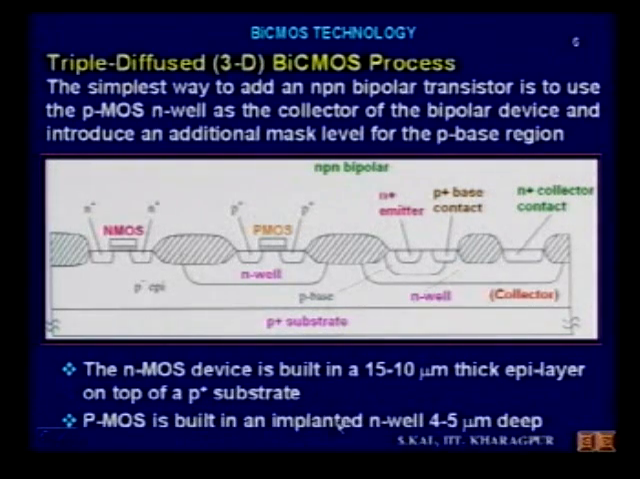CMOS is built in an implanted NOL, 4 to 5 micron deep. PMOS is made in this implanted NOL. So first we took a P plus substrate, then the P minus epi layer. So here the P minus on P+, this is the basic substrate. Then NOL formation, then P base formation, then P plus source and drain formation, then N plus source and drain formation. And the gate or LDD etc. will be common. That will always be there. I am not discussing that in this particular structure.